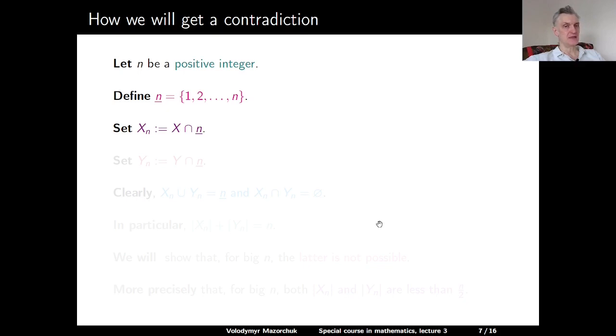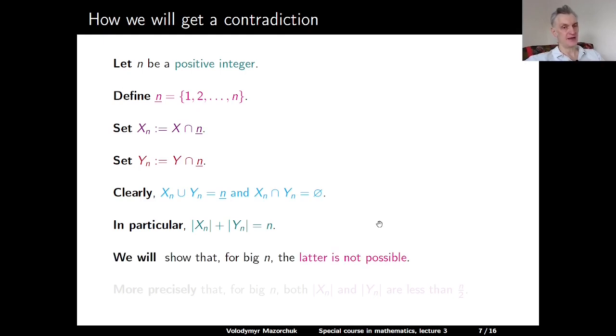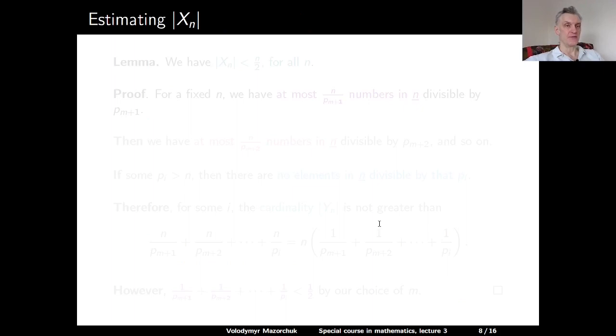Define X_n as the intersection of X with n underlined, and Y_n as the intersection of Y with n underlined. Of course, X_n union with Y_n is n underlined, and X_n intersection with Y_n is empty. So in particular, the cardinality of X_n plus the cardinality of Y_n should be n. And we will show that for big enough n, this equality is not possible. In fact, we will show that for big enough n, both cardinalities of X_n and Y_n are less than n divided by 2.